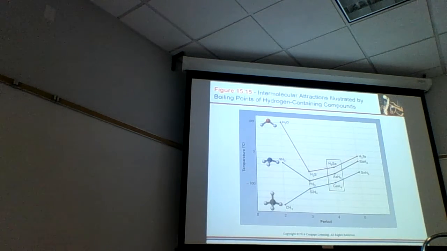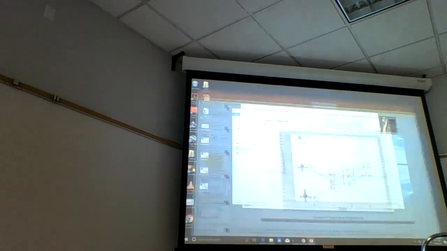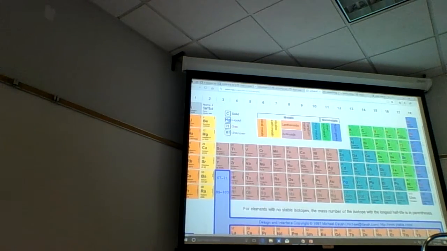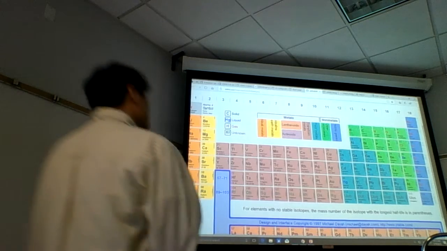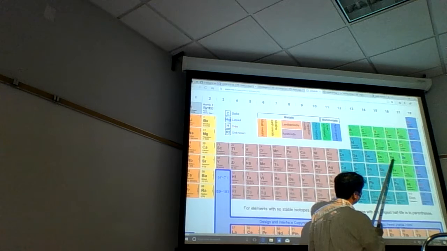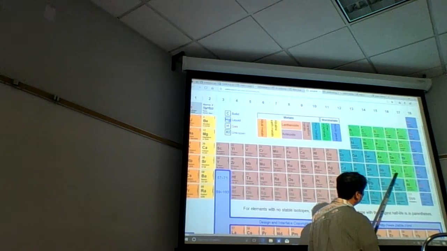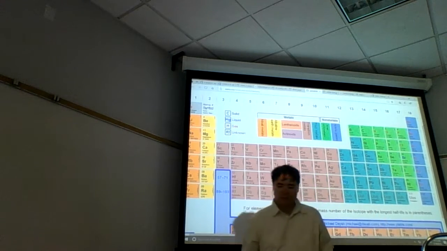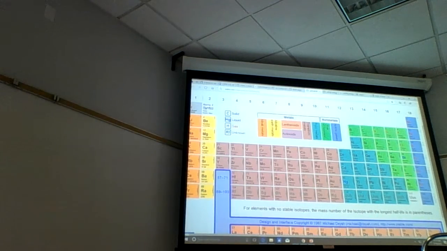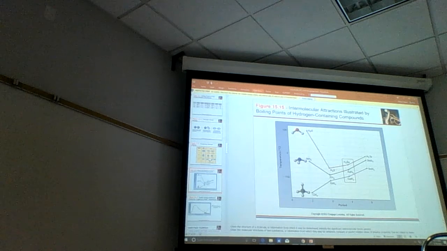If we look at the periodic table again, it has to do with electrons. Sulfur has 16 electrons, selenium has 34 electrons, tellurium has 52 electrons. So tellurium has a total of 52 electrons. And so that's why tellurium has a much higher boiling point in this particular diagram.